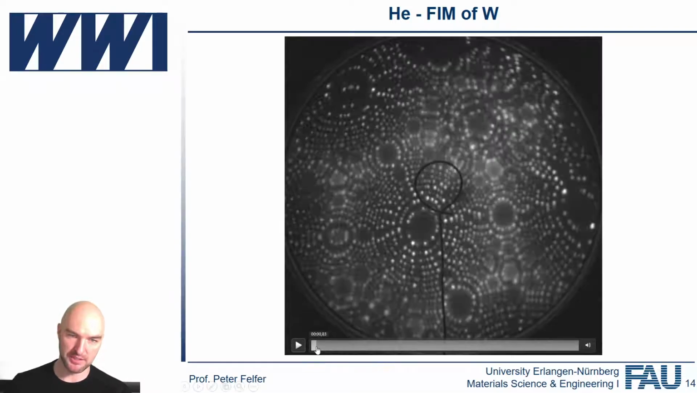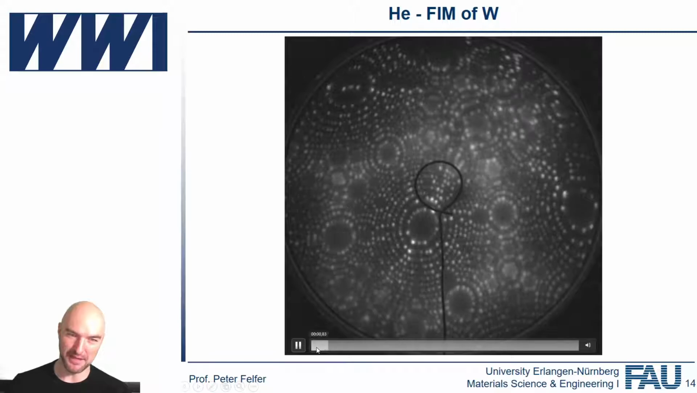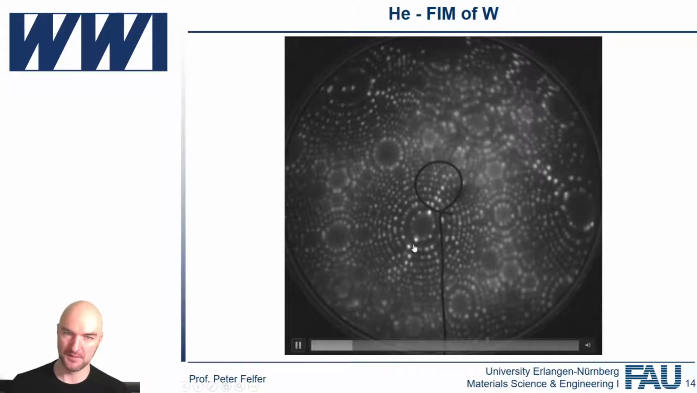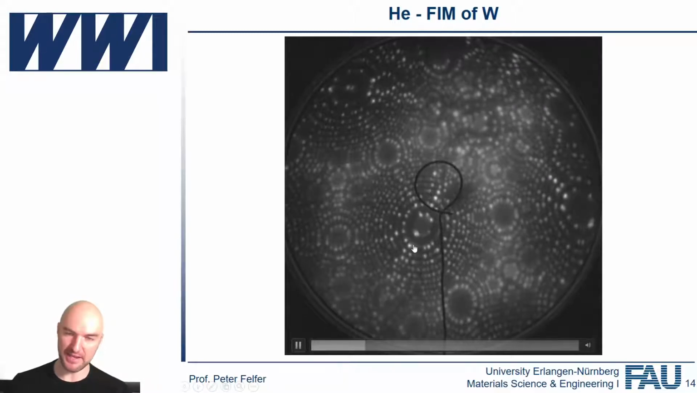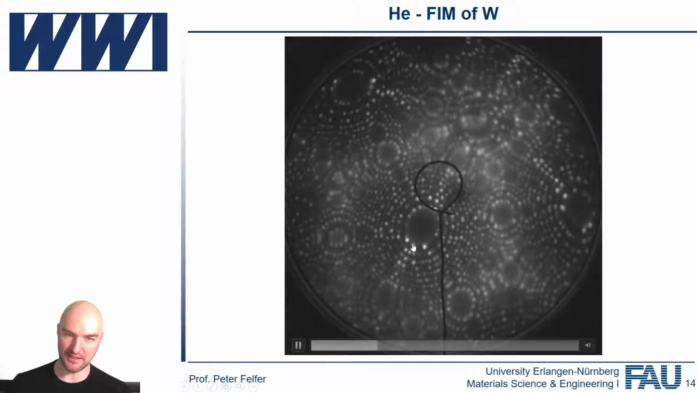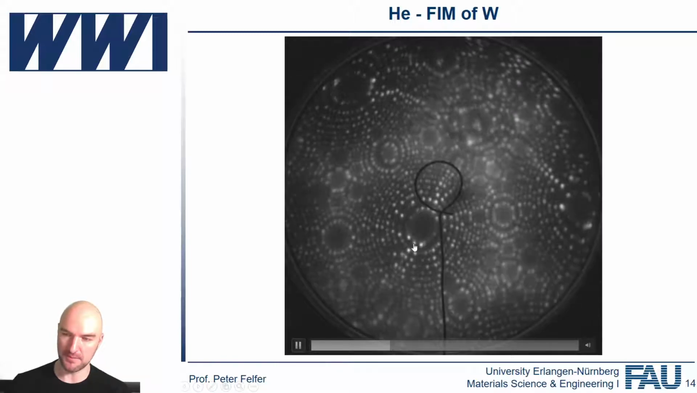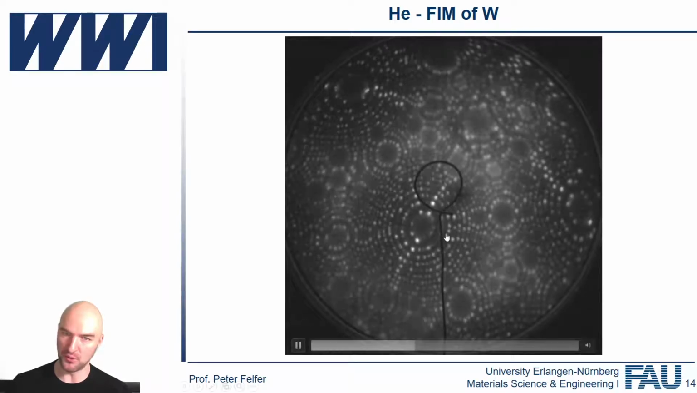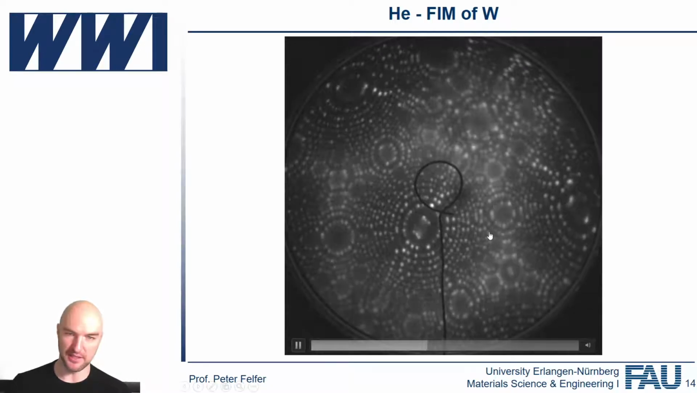What you can also see is that the image is slightly better before the whole field evaporation starts. And once it starts, you can see it starts looking a little bit foggy. And there's actually a physical reason for that, which is related to the ionization zone. And we're talking about that also in the next session.